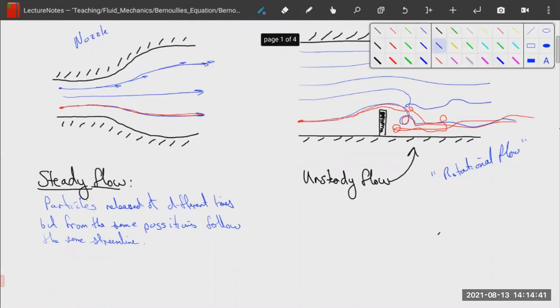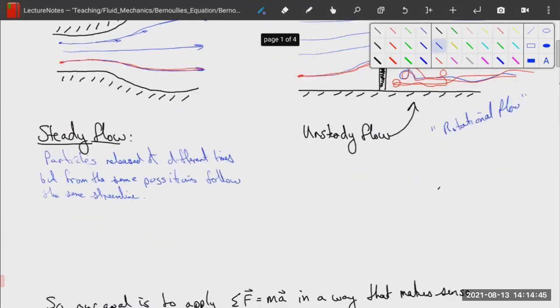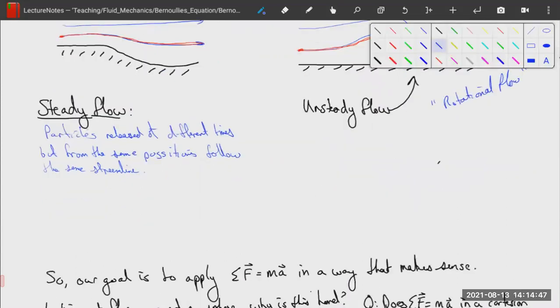Great. We talked about a couple of these words. Let's put them into context, right? We talked over here on the left-hand side about laminar flow. Laminar flow. And then we talked about rotational flow. And then we talked about turbulent flow.